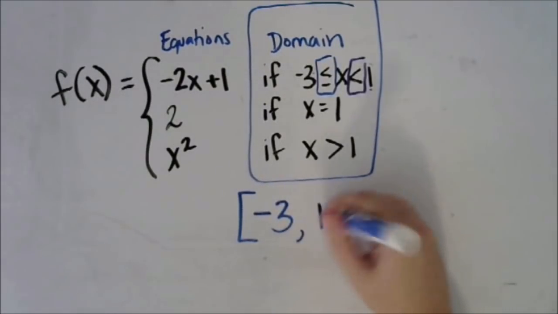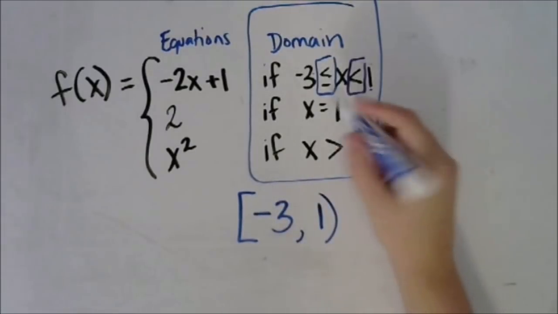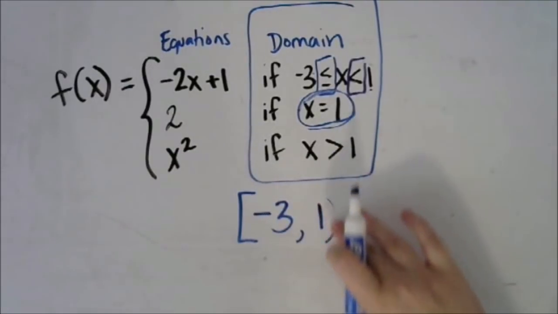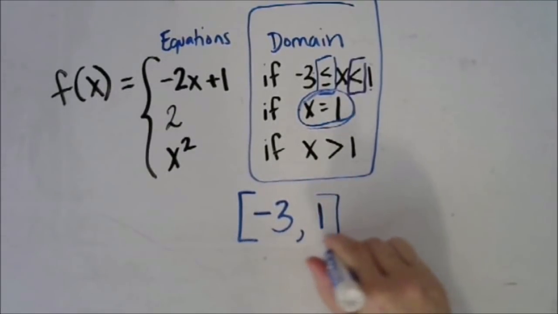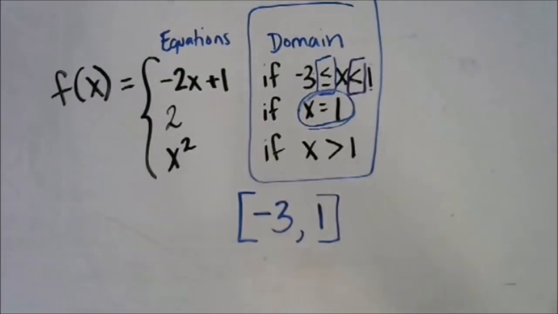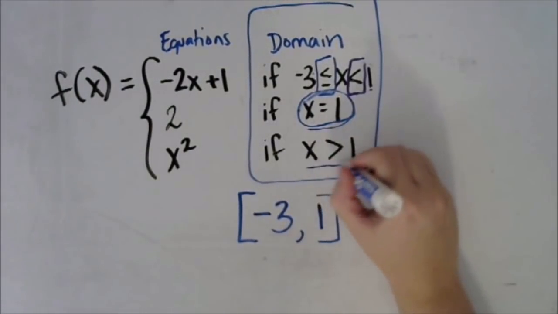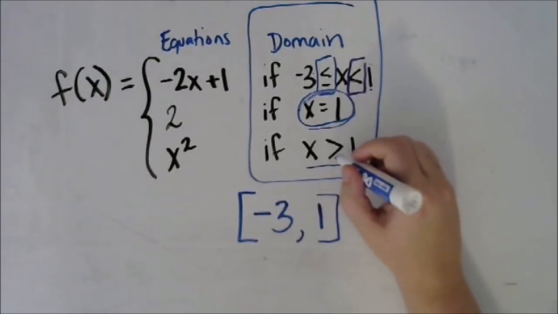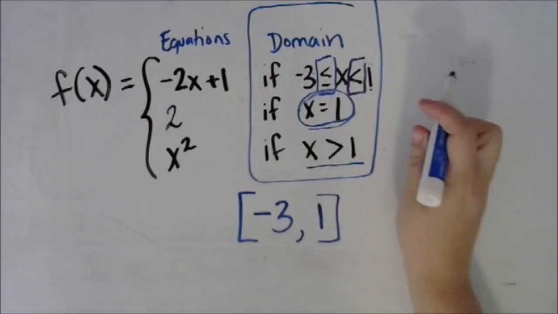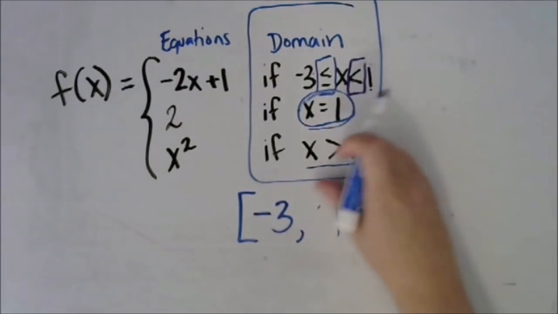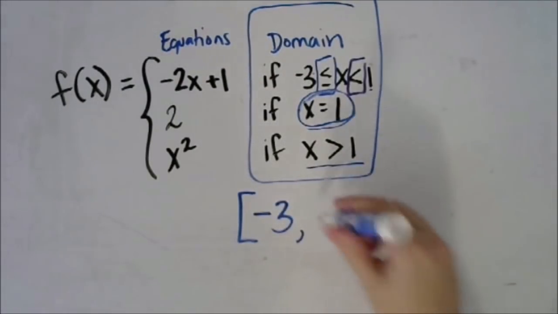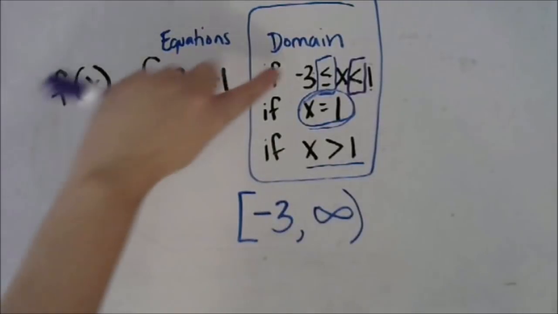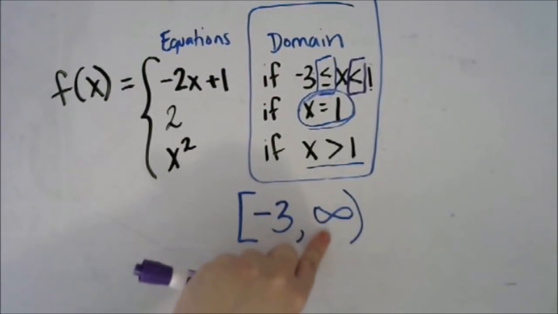So you would write something like this, except the function is redefined at 1 right here. So 1 would be included in the domain, except the next piece of the function includes all values greater than 1. So what symbol in mathematics do we use to imply all greater values? Hopefully you thought of positive infinity, like this. The domain of this function is from negative 3 until positive infinity.